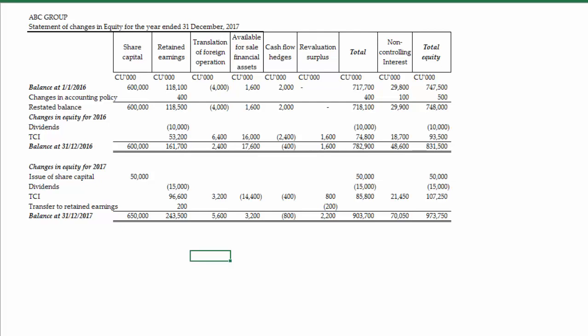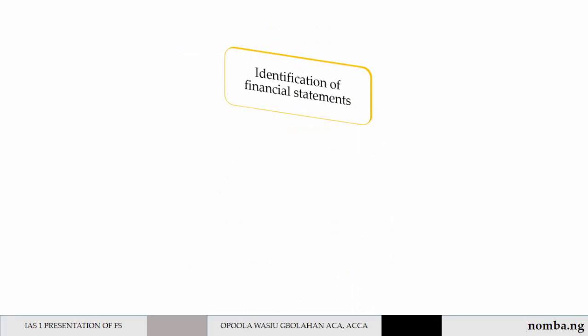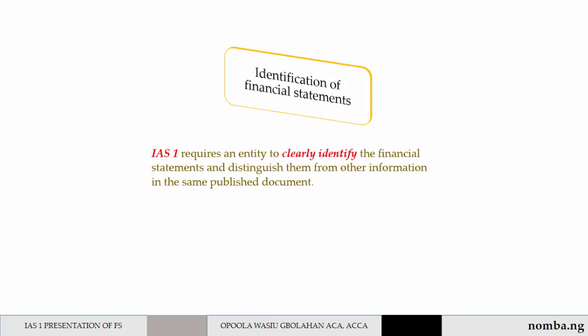Now, with all these statements we have looked at, we have presented all the components of financial statements except the statement of cash flows, which we will address as a separate topic under IAS 7, which is the statement of cash flows. It is a separate standard. We will consider that separately. And from the statements that we have presented, we can explain the guidelines for the structure of financial statements. And the first guideline is the identification of financial statements. IAS 1 requires an entity to clearly identify the financial statements and distinguish them from other information in the same published document.